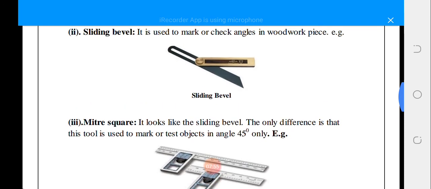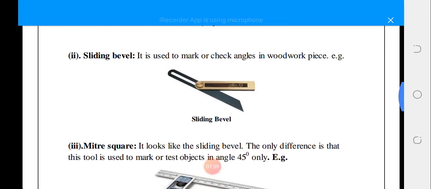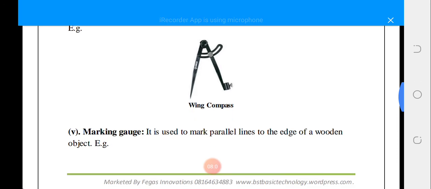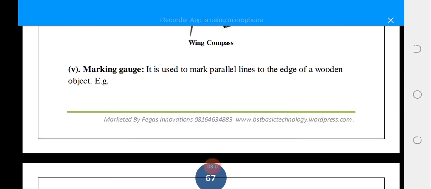For the meter square, it is marking and testing angle 45. For the sliding bevel, it is marking or checking angles in woodwork. And for the marking gauge, it is used to mark parallel lines. So whenever you see anything like parallel lines to the edge of a wooden object, whenever you ask what can be used to mark parallel lines, don't think too far.